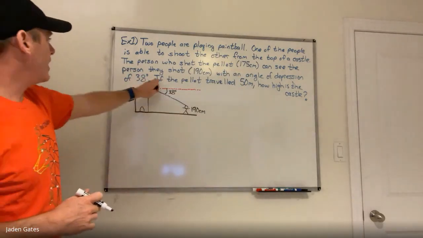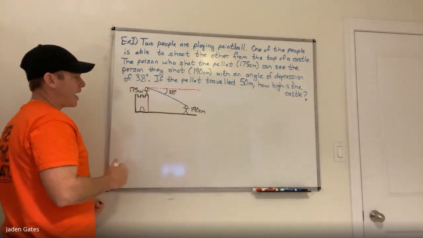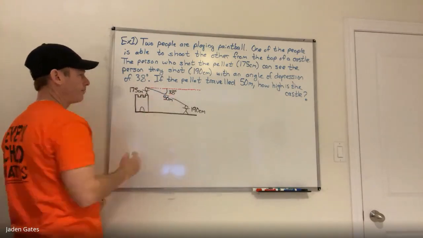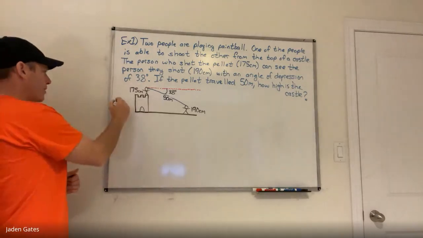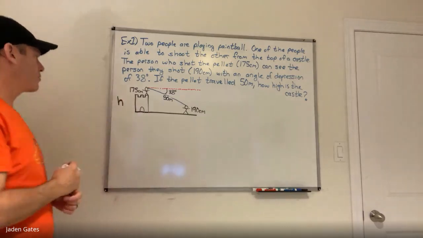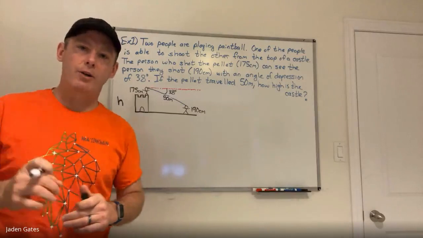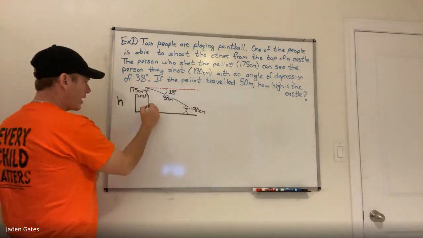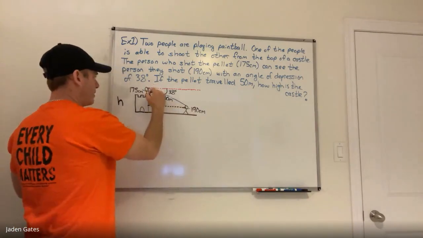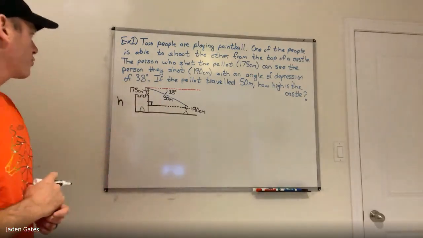All right, now, if the pellet traveled 50 meters, how high is the castle? So this blue line here, that is our 50 meters. And what we want to know is the combined height of our castle. We want to know how high that castle is. Now, again, trigonometry, we're dealing with right-angled triangles. So I have a right-angled triangle here.